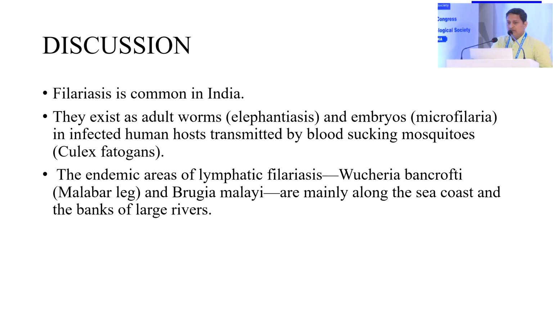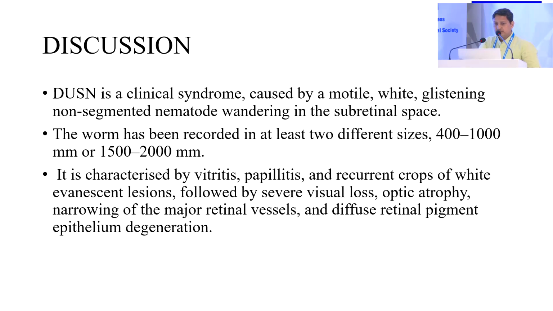Filariasis is common in India, and it exists as adult worms causing elephantiasis, and embryos, microfilaria, in the infected human host, transmitted by blood-sucking mosquitoes, Culex fatigans. The endemic areas of lymphatic filariasis, that is Wuchereria bancrofti, called Malabar leg or Brugia malayi, are mainly along the sea coast and the banks of large rivers.